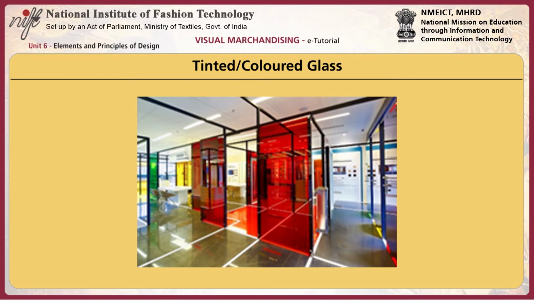Tinted or colored glass. Tinted glass is manufactured by adding metal oxides to float glass. While the typical colors used are bronze, grey, dark grey, green, blue, blue-green, many other colors like red, pink, purple can also be manufactured. Different metal oxides when mixed with float glass render different colors to it.